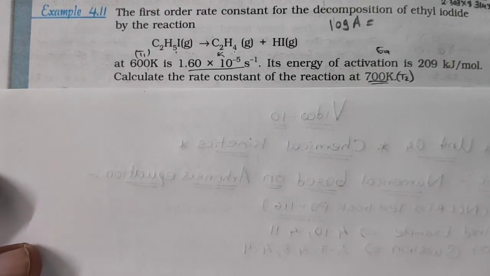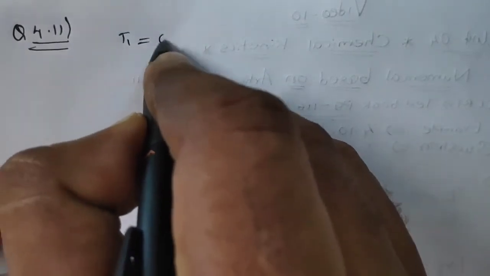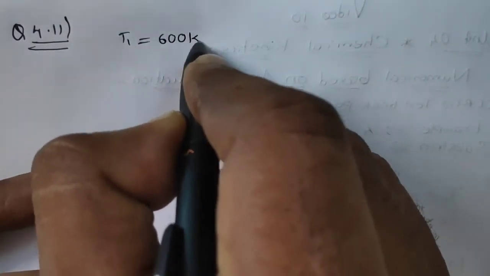So this we are going to solve now. In the question, the data given is T1 equal to 600 Kelvin.